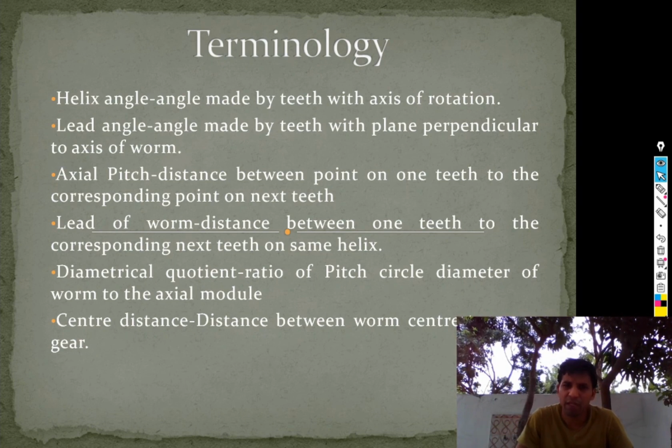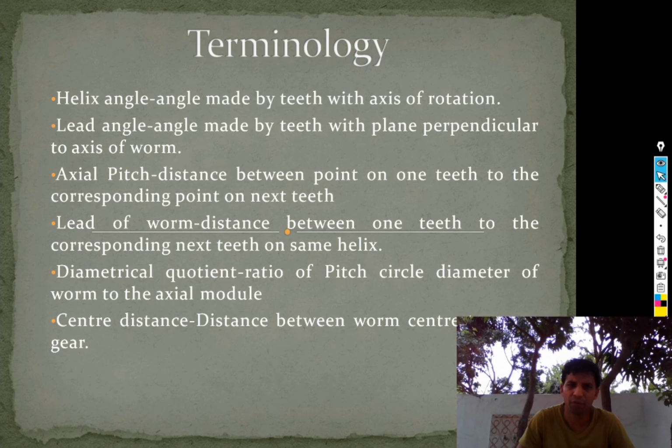The distance between one tooth to the corresponding next tooth on the same helix. On the same helix, that is the main point to note. So the distance between one tooth to the next tooth on the same helix is known as the lead of the worm. And the diametrical quotient is the ratio of the pitch circle diameter of the worm to the axial module.